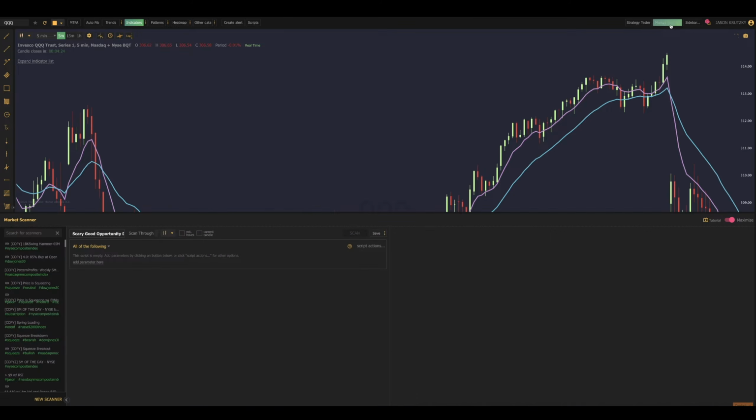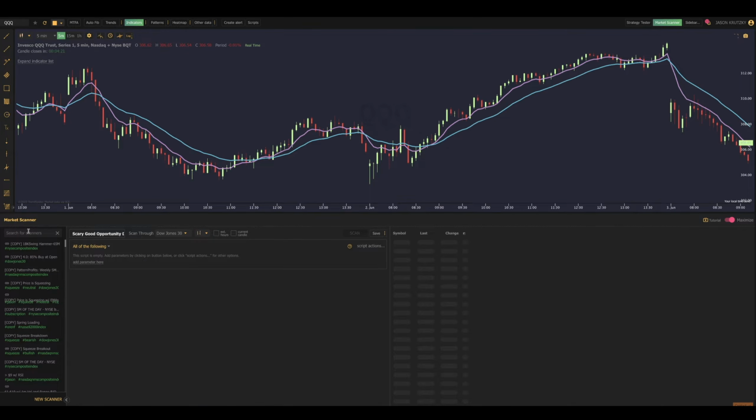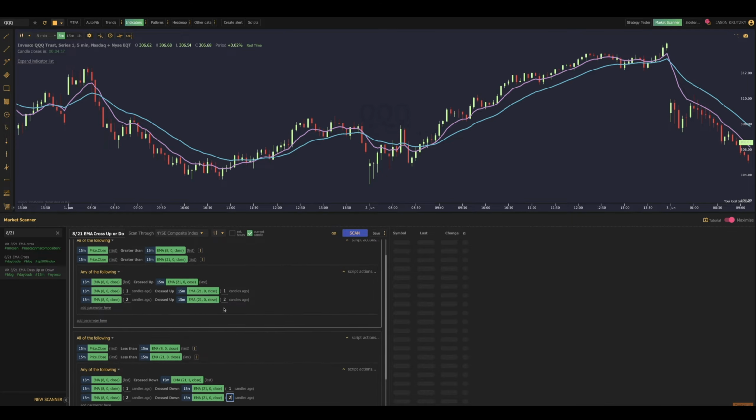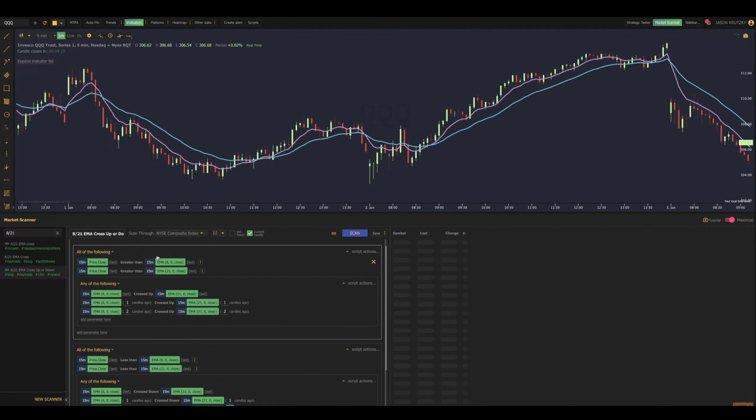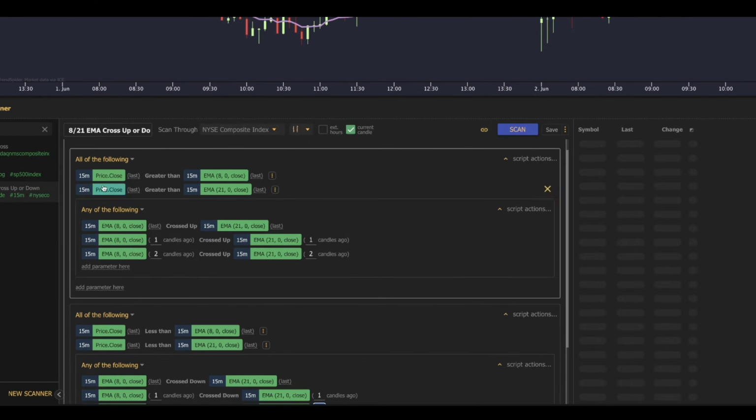I'm going to turn the market scanner on here. I'm going to search 8-21. We're going to load this scan up. And here are the conditions. Now in this first condition group, the first 2 conditions here, price close greater than the 8, price close greater than the 21. Just below that, we've defined that the 8 is crossing up on the 21 on either the current candle, 1 candle ago, or 2 candles ago. So these conditions are looking for the bullish setup.